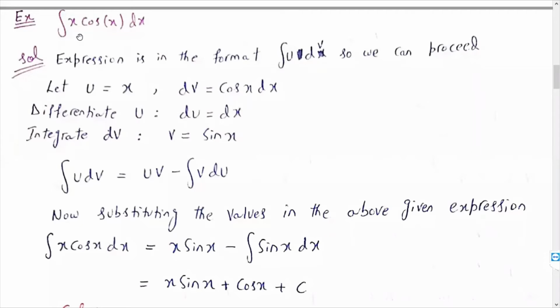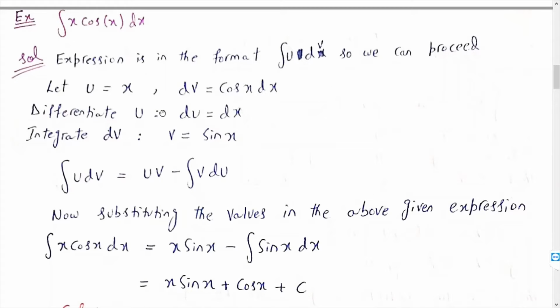So here is an example where two functions are multiplying. One is the trigonometric function, the other one is the algebraic function. So the expression is already in the format of integral u dv. So we have to select u and dv. So u is the algebraic function according to that ILATE rule, and the remaining function comes under dv.